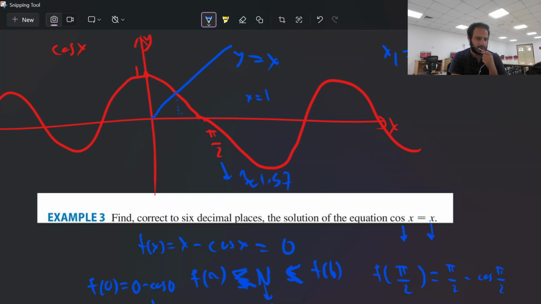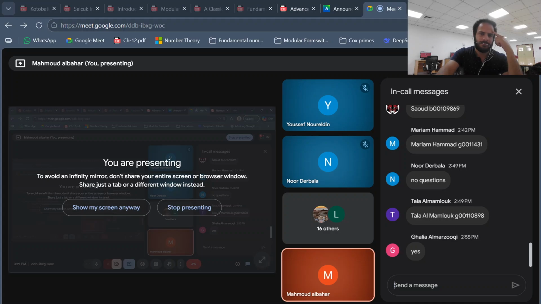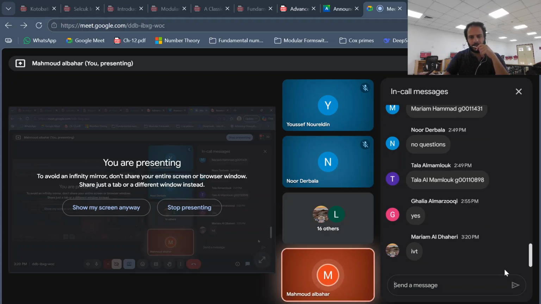Which method is easier for you? What do you think? What's your opinion? Do you like the intermediate value theorem, or graphing each function then estimating the solution? Me, I prefer the intermediate value theorem, because sometimes you may have a function that you cannot draw the graph of, right? So it's easier to use the intermediate value theorem.